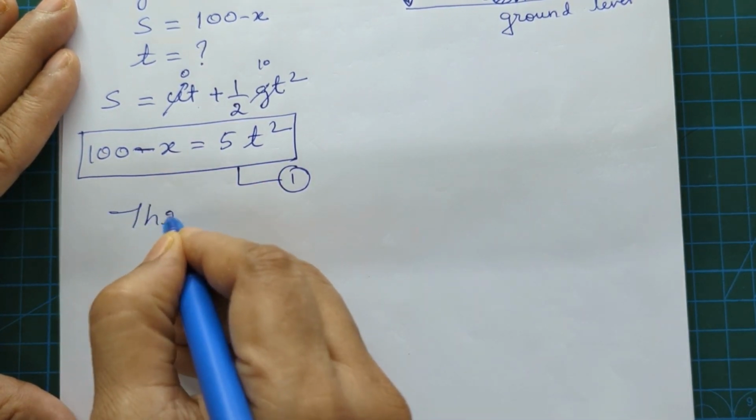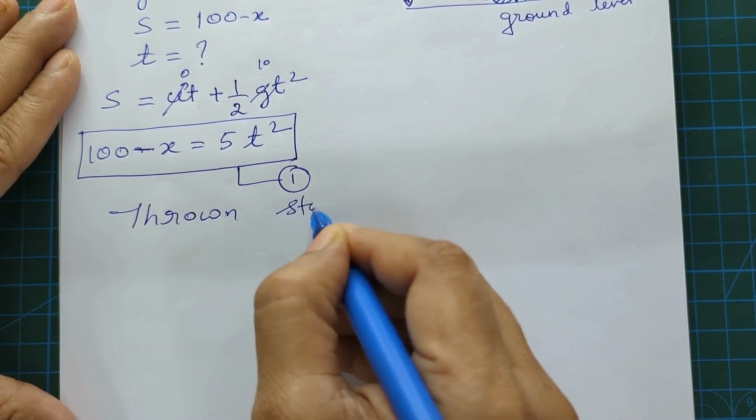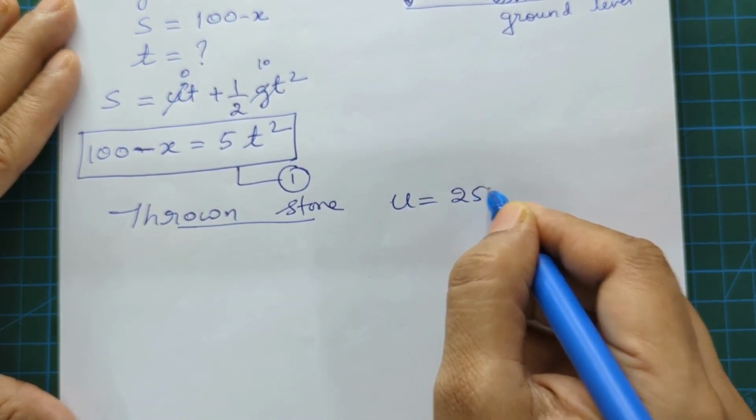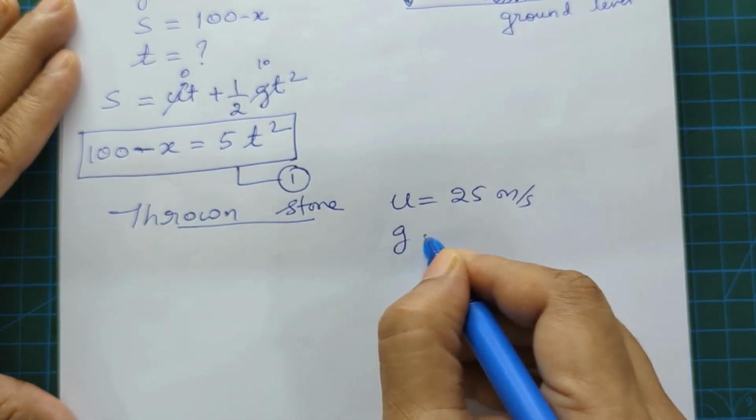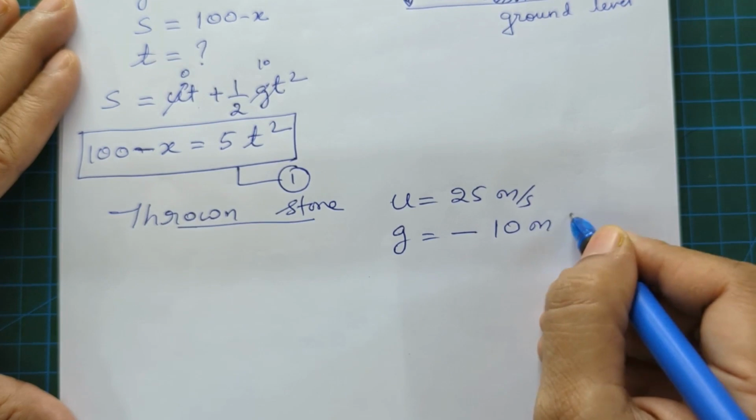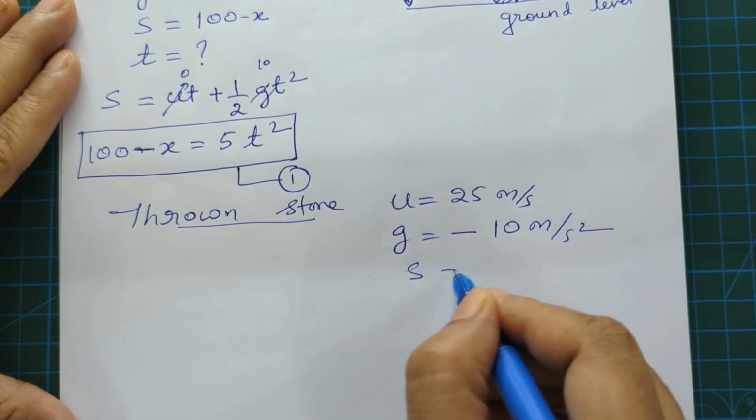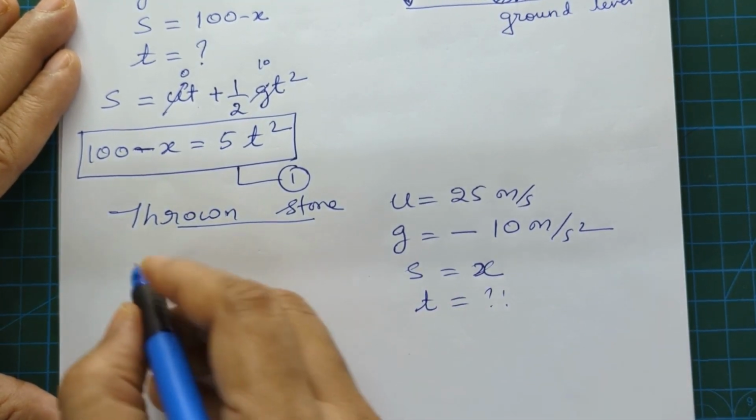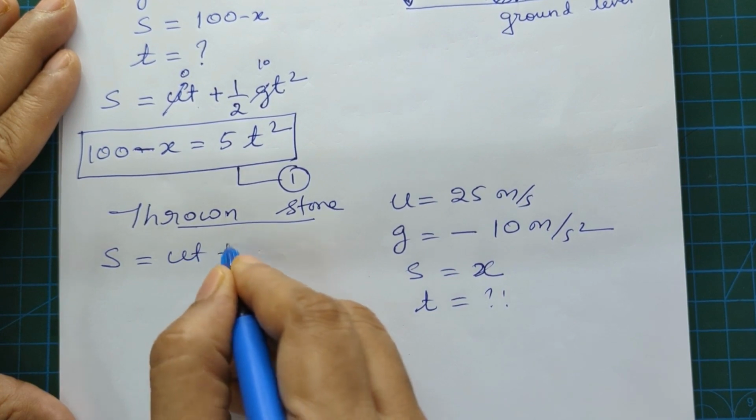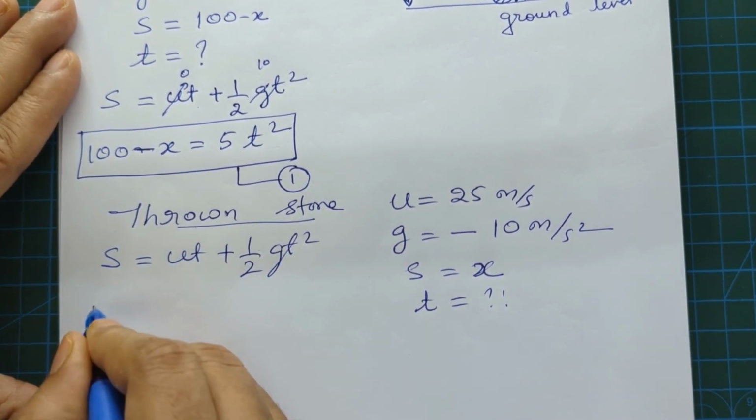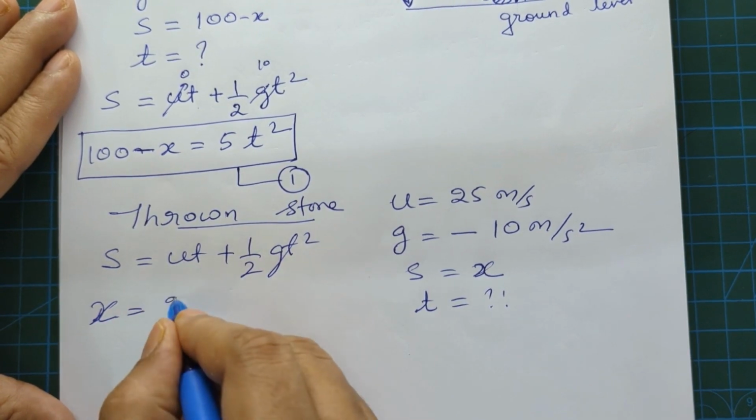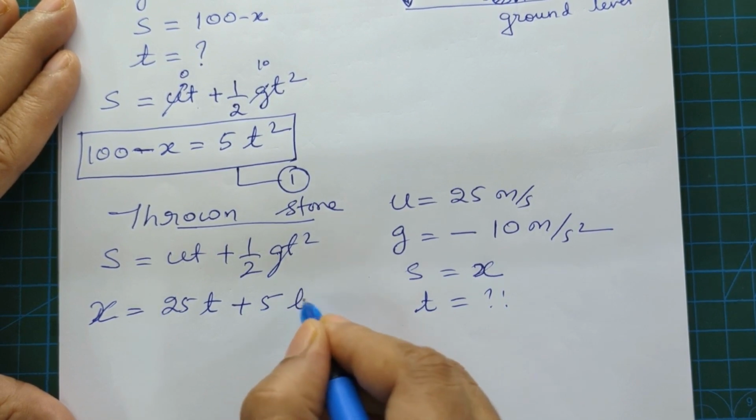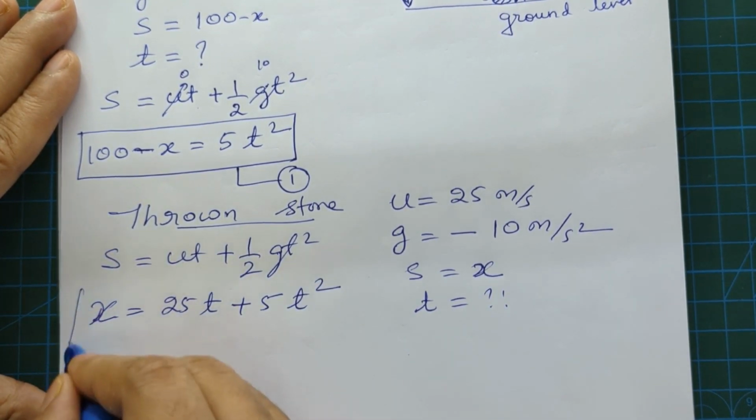Followed by this, the vertically thrown stone upwards. For the thrown stone, once again what is given? Initial velocity of throw is 25 meter per second. Acceleration is actually deceleration, so minus 10 meter per second square. What distance did it travel? It traveled a distance of x before meeting the second stone. How much time? That common time. So second equation once again, ut plus half gt square. s is x, u is 25, t is time, g is 10. So 10 by 2 is 5t square. Fine. So this is equation 2.